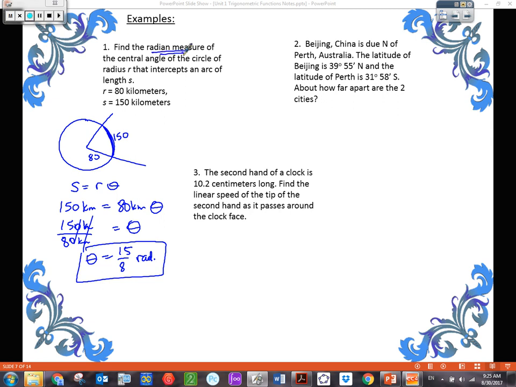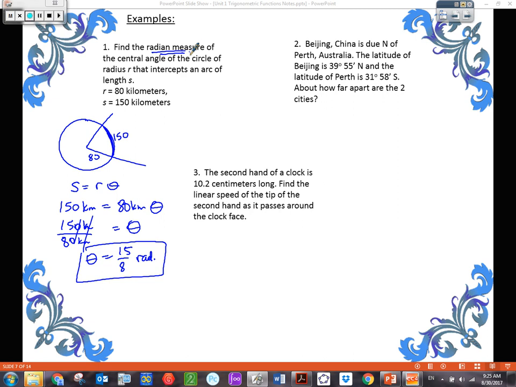Now if they ask for the degree measure, that would be okay, right? We would just have to do it one more step. We would just have to translate this into degrees and then we'd be done. Okay, but they actually were nice and they asked for the radian measure. Okay, any questions on that problem? Okay, let's go to the second one. This is one that's going to involve our latitude. So we have Beijing, China is due north of Perth, Australia.